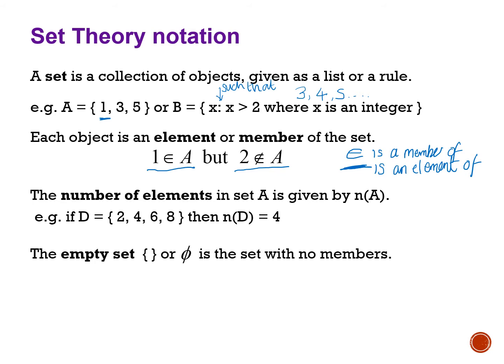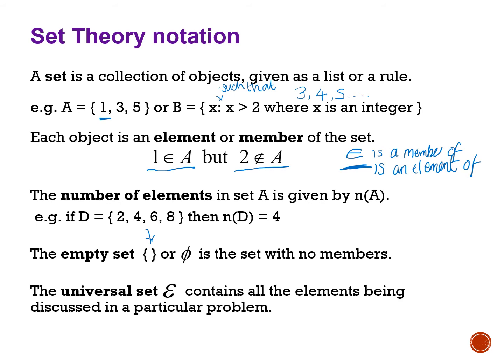There's a special set called the empty set. It's not a very exciting set, but it's a set with nothing in it. There are 2 bits of notation you can use to define it. You can have your curly brackets with nothing in, or there's this, which is a circle with a line through it, and that is called the empty set. So it's a set with no members in it.